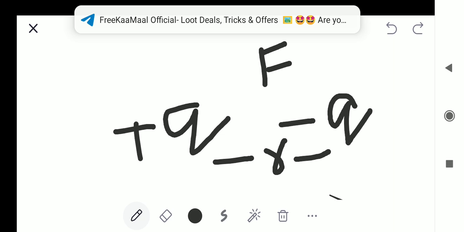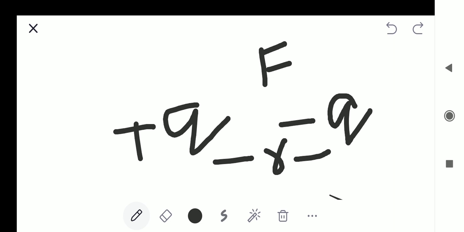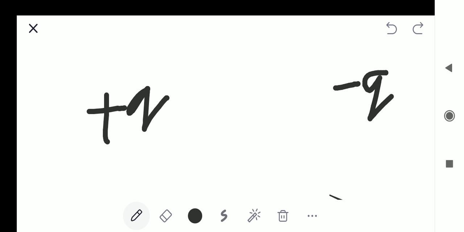Somebody is asking: we have two charges, so on which area and on which charge does the force act? Imagine a line drawn between the positive charge and the negative charge. Is the force acting on the positive charge or the negative charge? Let me explain.